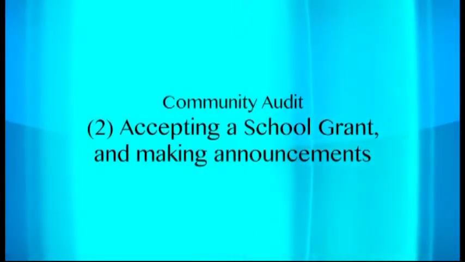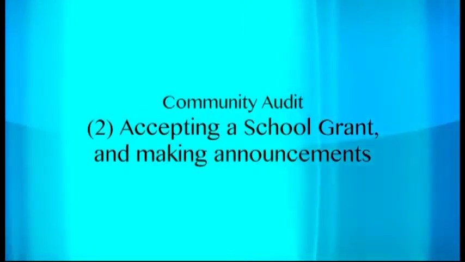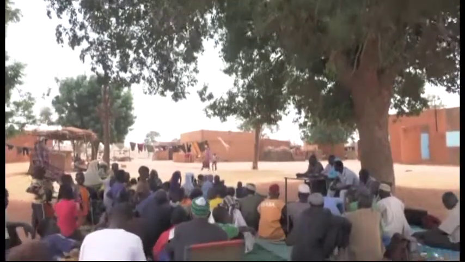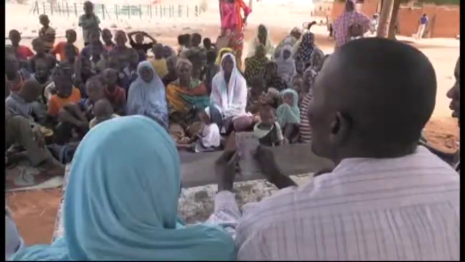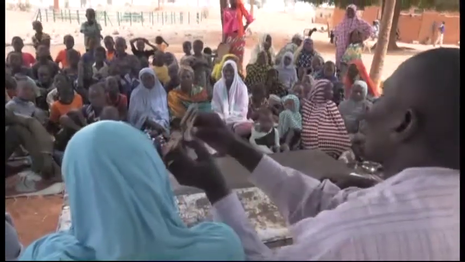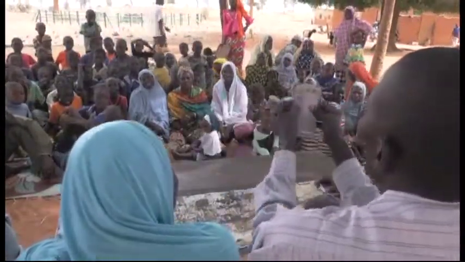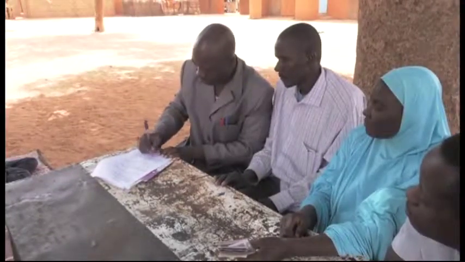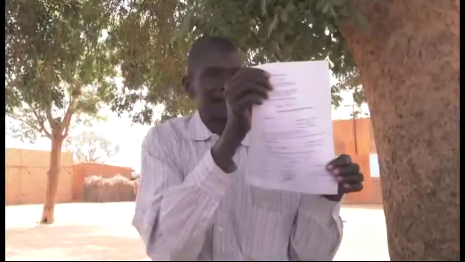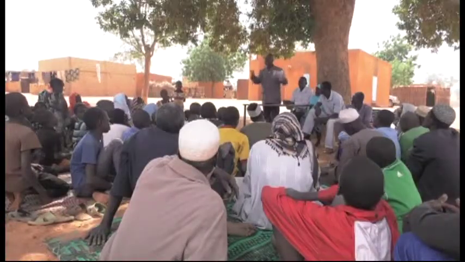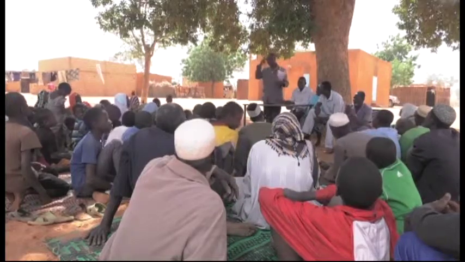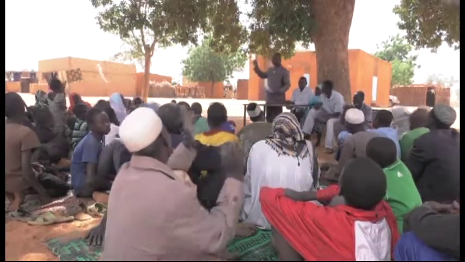2. Accepting a school grant and making announcements. Subsequently, another community meeting is held. The amount of school grant is confirmed by community members and a receipt signed. Finally, the School Management Committee and community members confirm together the amount received and a certificate of receipt. After the receipt of the school grant is completed, activities designed to improve pupils' scholastic achievement, which the grant is aimed at, are decided on.